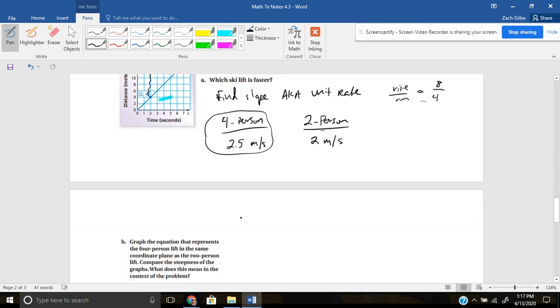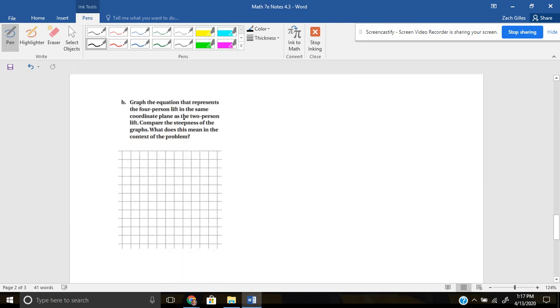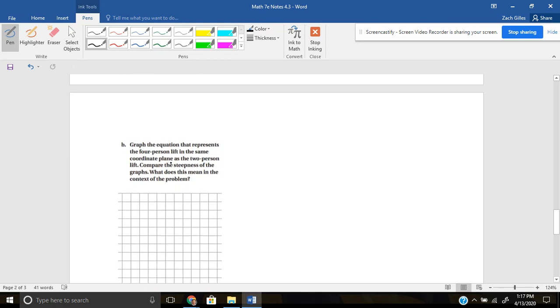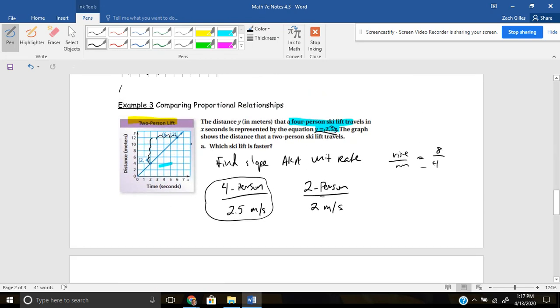Okay. Looking at letter B, it says graph the equation that represents the 4-person lift in the same coordinate plane as the 2-person lift. Compare the steepness of the graphs, and what does that mean in the context of the problem? So I'm actually going to graph it in this same one because this one already has the 2-person ski lift graphed. I'm just going to show it here quick just for time's sake.